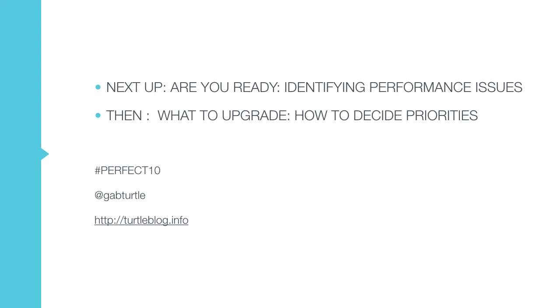Next up, we're going to be talking about identifying performance issues. This is what I mentioned earlier, where we're going to be looking at health checks and identifying whether we need to consider upgrading any part of our environment at a resource level, a network level, a disk level. Then we need to talk about what to upgrade, so we move on from are you ready to what to upgrade and how to decide priorities.